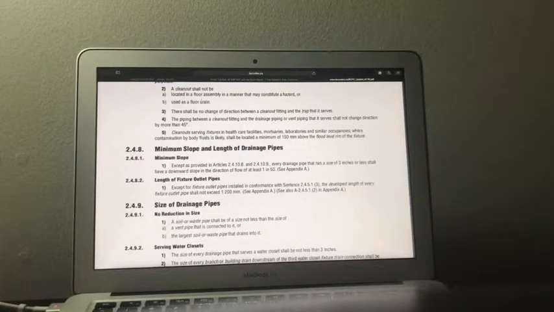A cleanout should not be used as a floor drain. There shall be no change in direction between a cleanout fitting and the trap that it serves. I think that's pretty straightforward. The piping between a cleanout fitting and the drainage piping or vent piping that it serves shall not change in direction by more than 45 degrees.